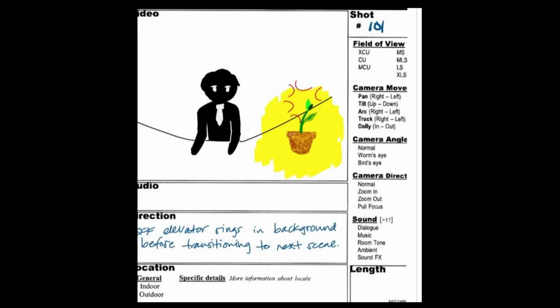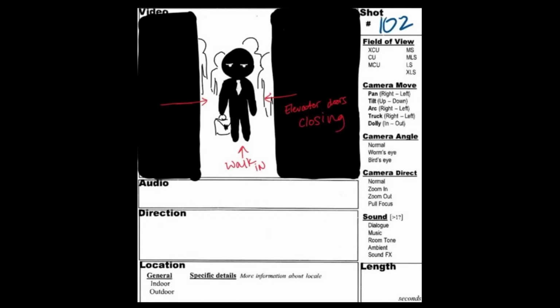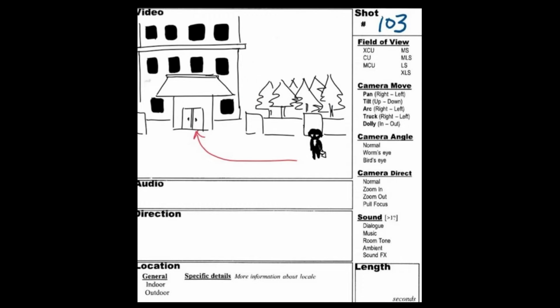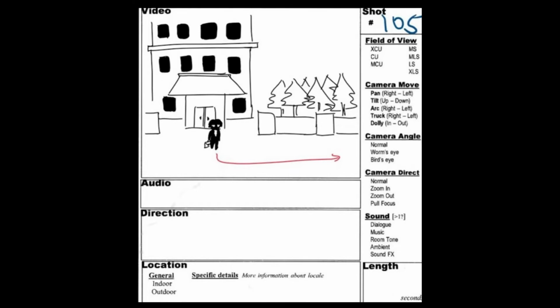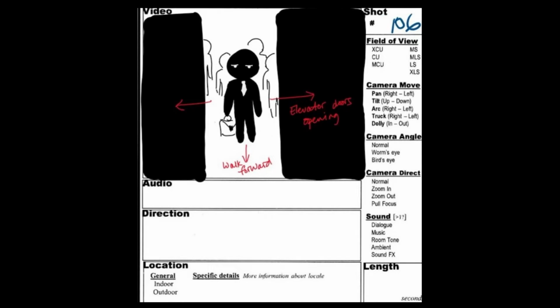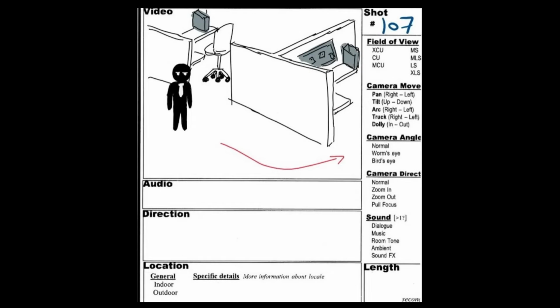So now we hear his elevator ring in the background before transitioning to the next scene as him walking home again. And then he goes home. He fades to black again, so he's sitting, indicating he's sleeping. He goes to work again. Same scene here of the elevator coming back to his cubicle.